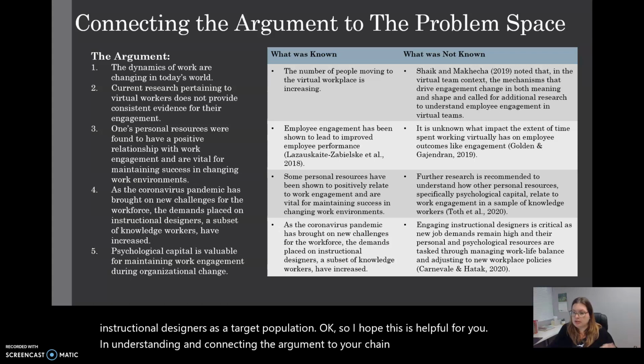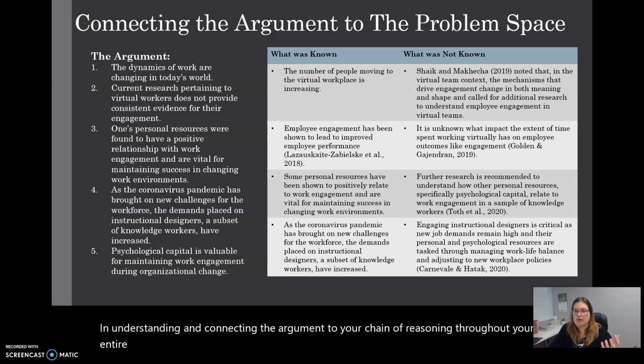Okay, so I hope this is helpful for you in understanding and connecting the argument to your chain of reasoning throughout your entire dissertation, and how the process of developing a logical argument connects to the problem space.